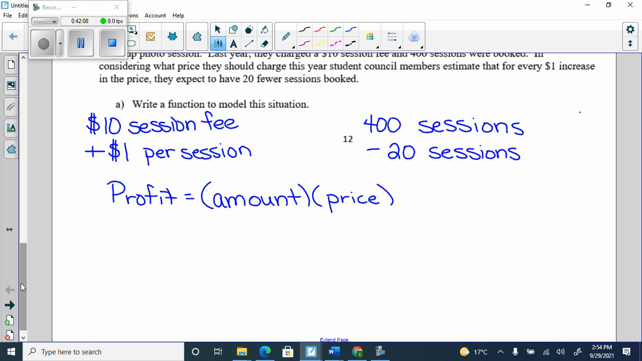So my amount is the sessions. So I have 400, and then I'm going to go 20 times X. X would be the change in selling volume, right? And then my price, I'm going to do 10 is what I charged last year, and I'm going to add $1 for every one I sell. So this is however many I sell, this is $1 added on to the amount I sell. You FOIL that out. Get yourself a standard equation.